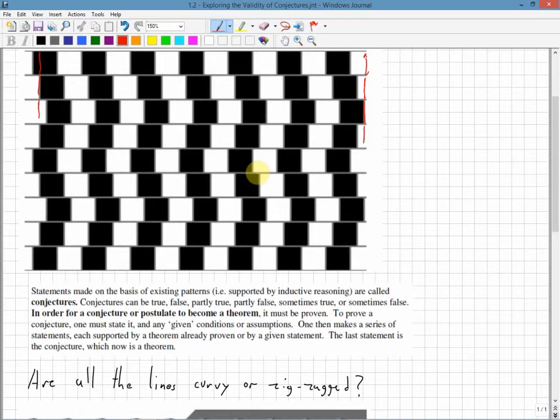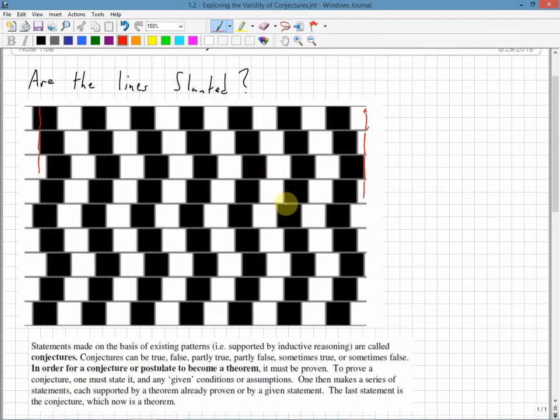Statements made on the basis of existing patterns, which we just saw above, supported by inductive reasoning, which we did, are called conjectures. Conjectures can be true, false, partly false, sometimes true, or sometimes false. In order for a conjecture or postulate to become a theorem, it must be proven. To prove a conjecture, one must state it with any given conditions or assumptions. One then makes a series of statements, each supported by a theorem already proven or by a given statement.